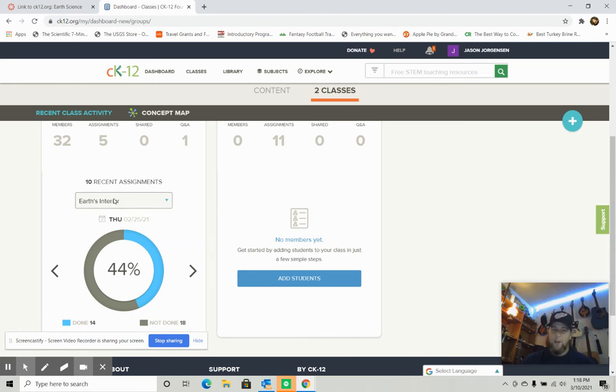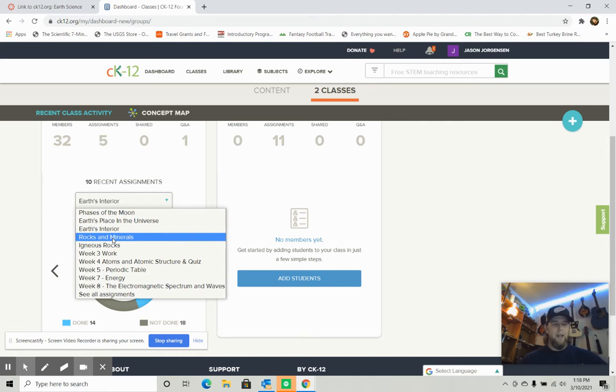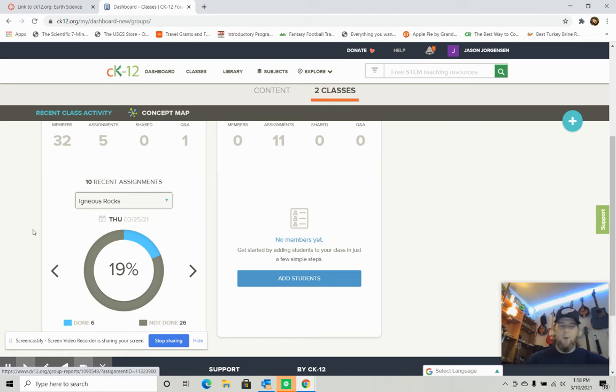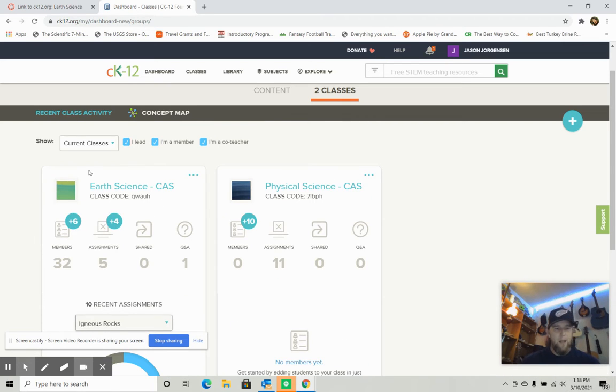Earth's interior, we had 2 weeks to do it. Now we're going on a full month. These are some of the ones that should be done here. And then rocks and minerals gets even lower. And then last week's igneous rocks, only 6. And that was a pretty short unit. It makes me very concerned going forward. And so some of you may be getting emails regarding my concern about that.